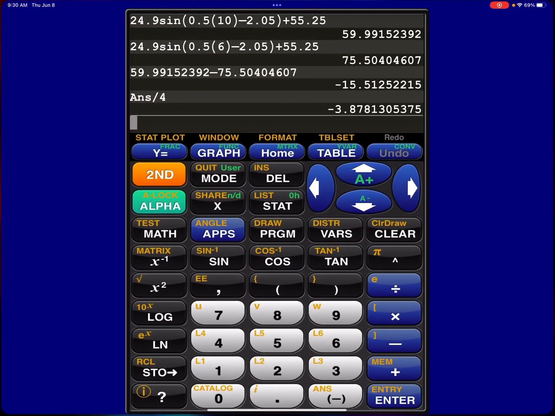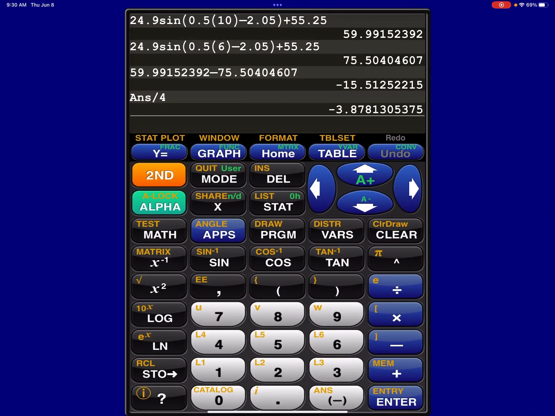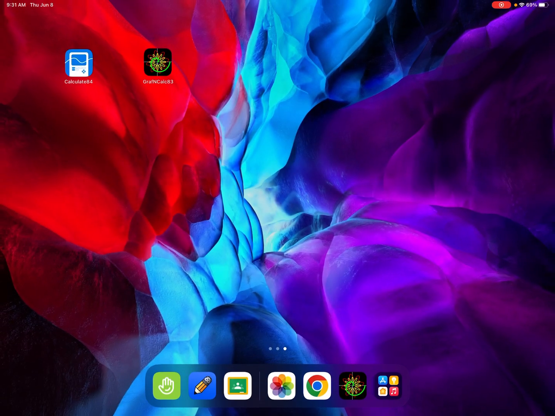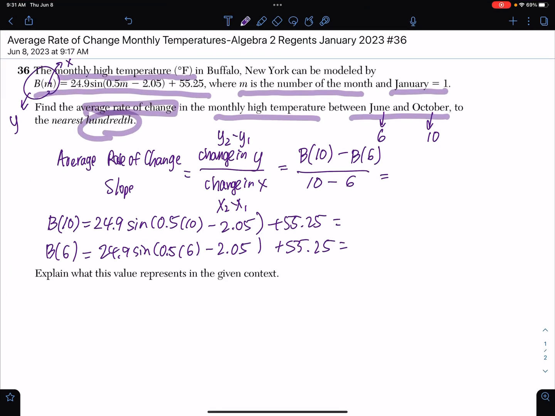So if you look over here, you can see that I plugged in the value when M was 10, and that's where we got 59.9915. And then the second row, you see the one where I plugged in M is 6. That's the 75.5040. And then what we're doing is we're subtracting B of 10 minus B of 6, and we got negative 15.5125. And then we end up dividing by 4, and we got negative 3.8781.